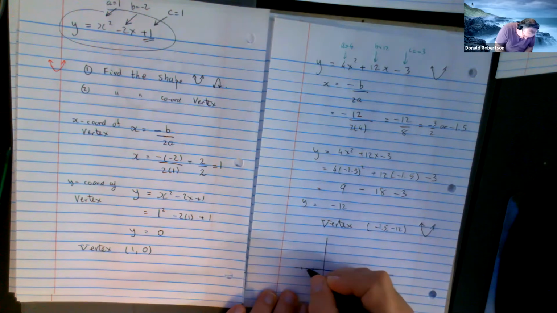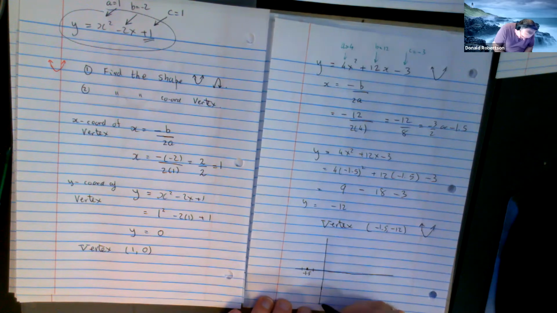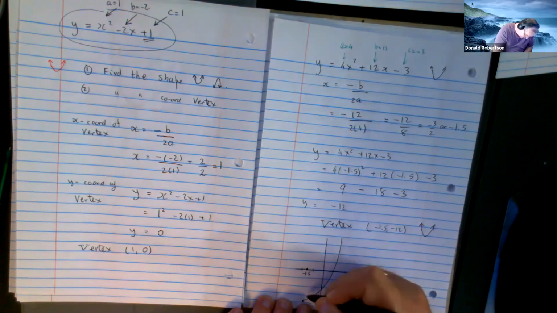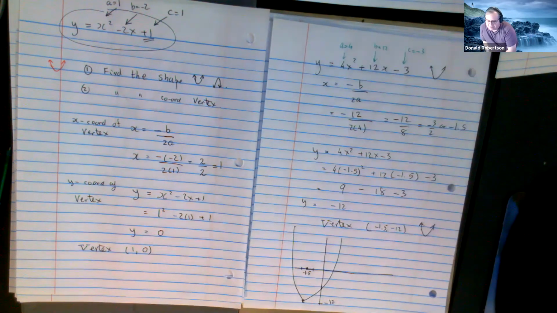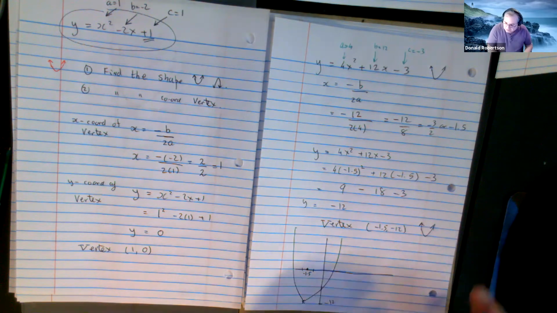Can you imagine negative 1.5 being here? And can we pretend that negative 12 is here? Then all you have to finish with is a happy face. If you know the vertex and the shape, can't you draw a very primitive sketch of the quadratic? Vertex and shape, or shape and vertex, you can say it either way around. Are we good?